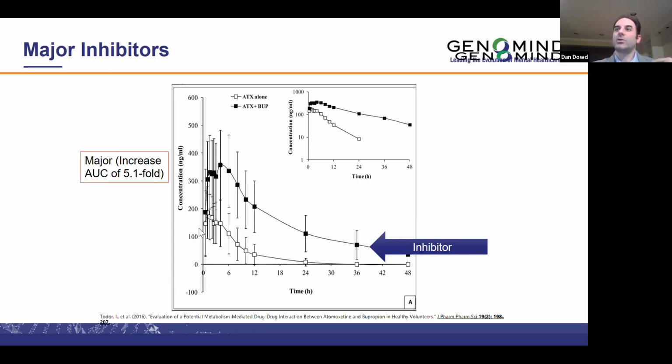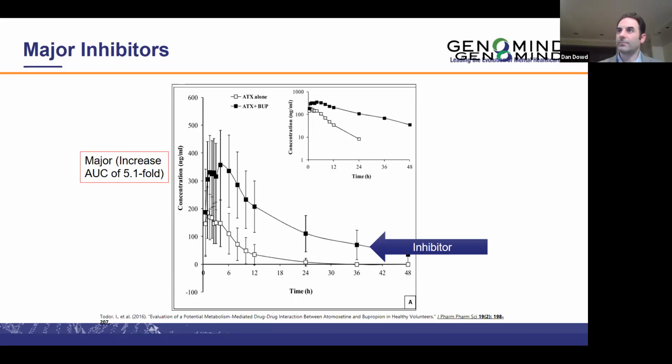Now, if you were to add on Wellbutrin or bupropion, bupropion is a major enzyme inhibitor. So it boosts the AUC 5-fold of atomoxetine. That's a dramatic increase, okay? And you can imagine that a patient would experience significantly more side effects to atomoxetine if you suddenly raise their blood levels by 5-fold. Okay, so hopefully I'm impressing upon everyone the importance of these drug-drug interactions.